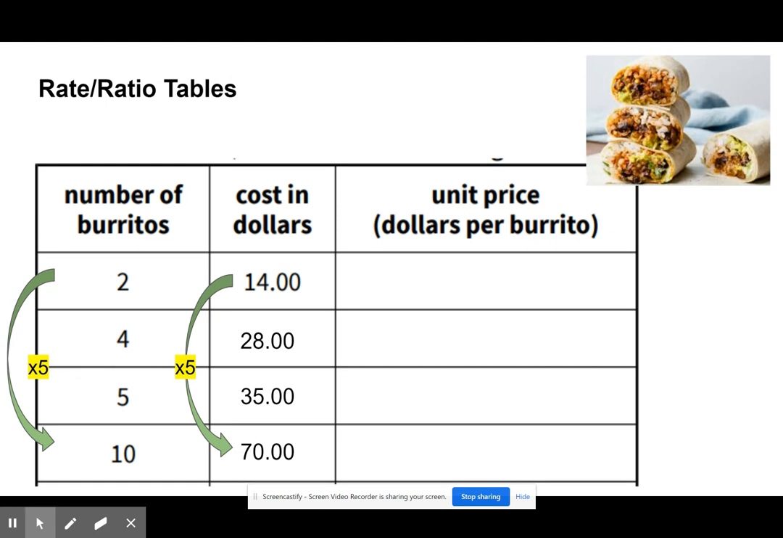$35. Now, the unit price, let's see it. We use division, right? The dollars per burrito. Dollars divided by number of burritos. 14 divided by 2 is 7. Maybe you already used this strategy to figure out the other ones. I don't know. That's a strategy, right? Why not? $28 divided by 4 is also $7 a burrito. Guess what? All the unit prices here are 7. These are all equivalent rates because they all have the same unit price.